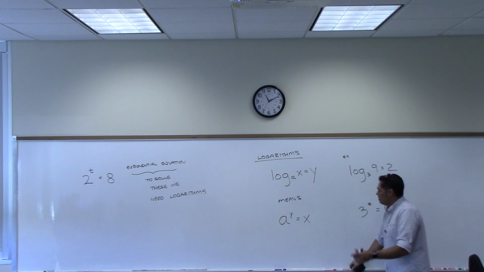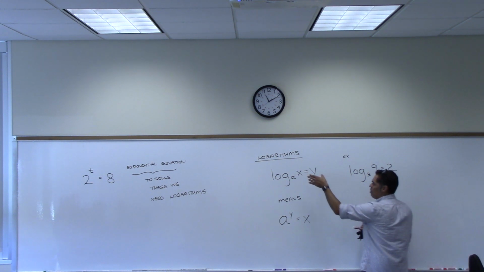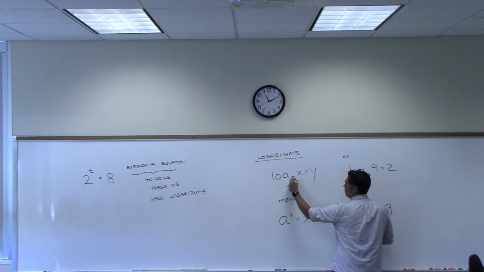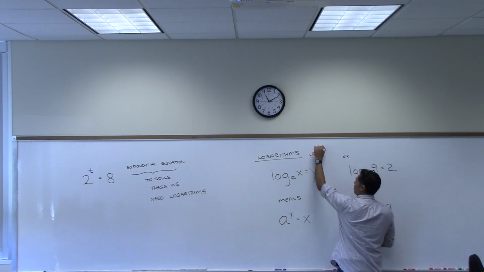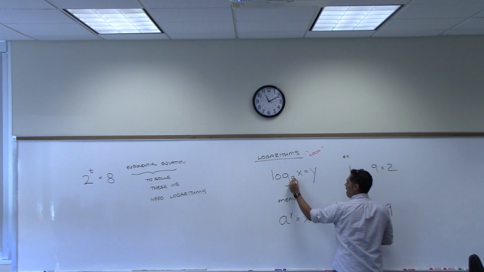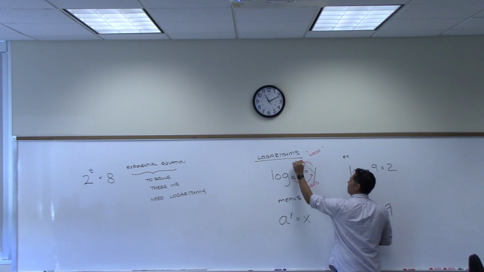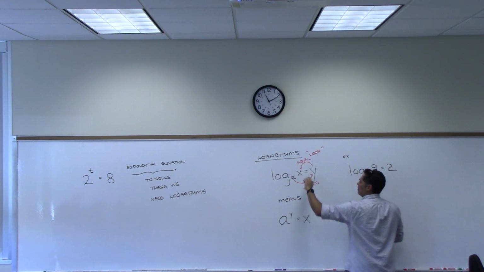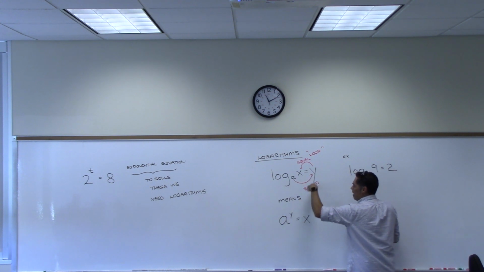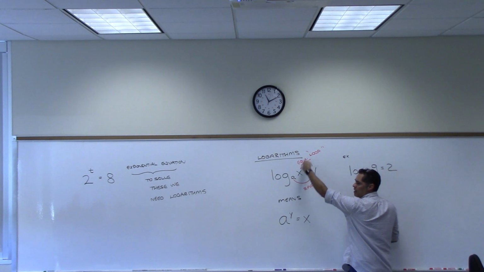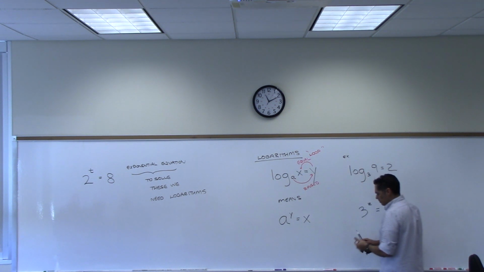So what I like to teach my students is that if you're trying to go from here to here, you can use this thing, which I call the loop. The loop goes like this. You start at a. You say a raised to this must equal this. You all see that little loop I made? A raised to the y equals x. That's how you go from here to here.